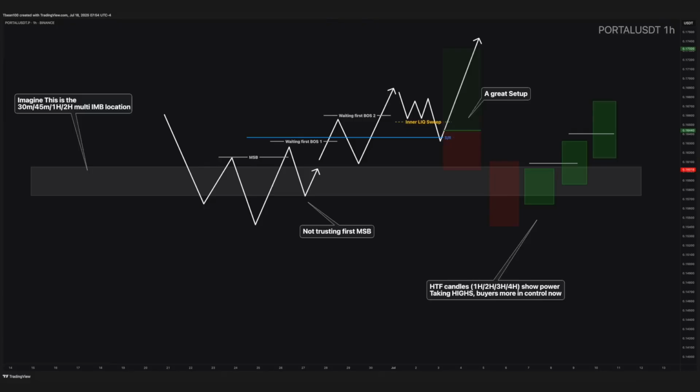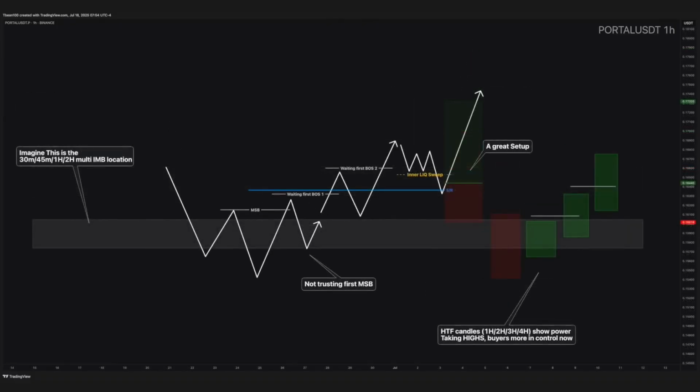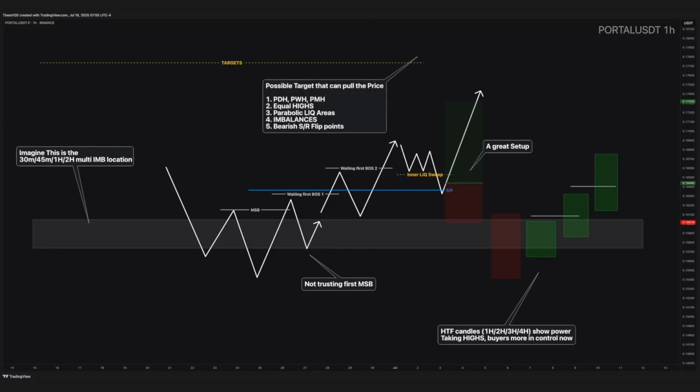In every trade you take, finding entry is good, but also looking for targets is important as well. Okay, this price rallies, but rallies to where? Possible targets that can pull the price: previous day, week, and month's high points, or maybe equal highs. It can be parabolic liquidity areas and imbalances, of course. Furthermore, bearish support resistance flip points could be a target. All these give me a reason for the rally. Extra confluences and confirmations are always great for traders.